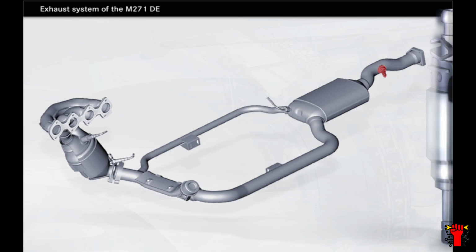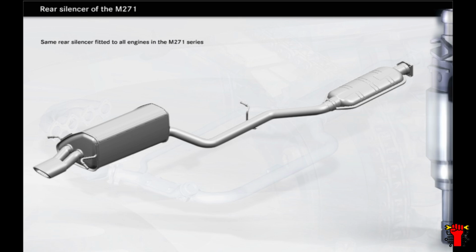The rear silencer design on the M271 series is basically the same for all manifold injection and direct injection engines alike. The precise shape, on the other hand, varies to suit the different chassis and bodywork designs.